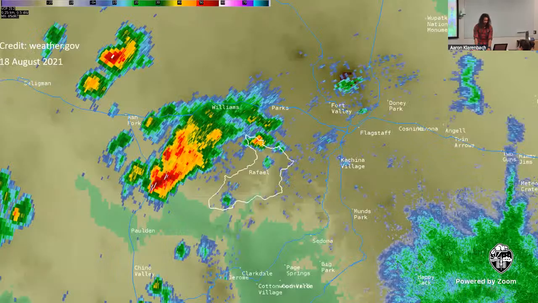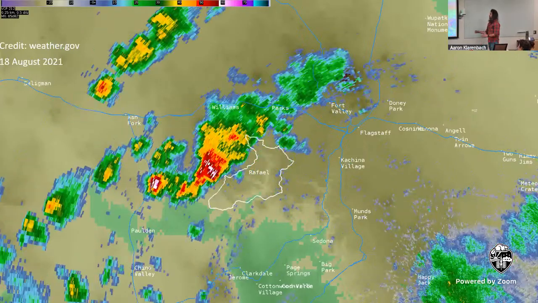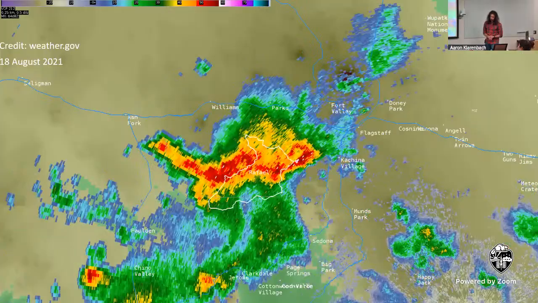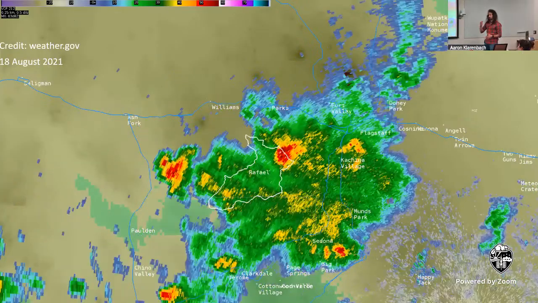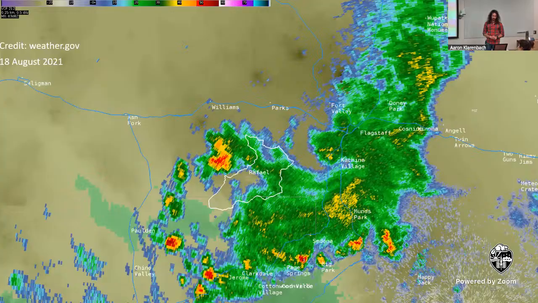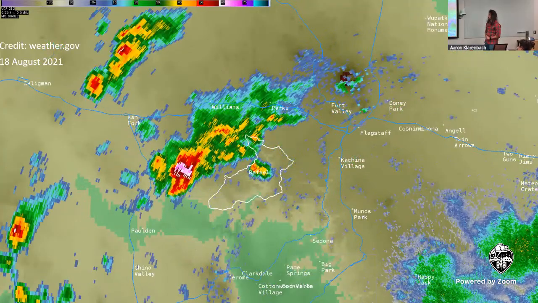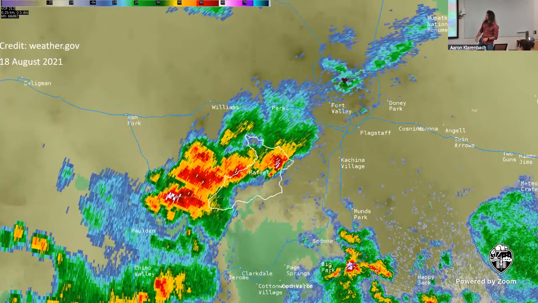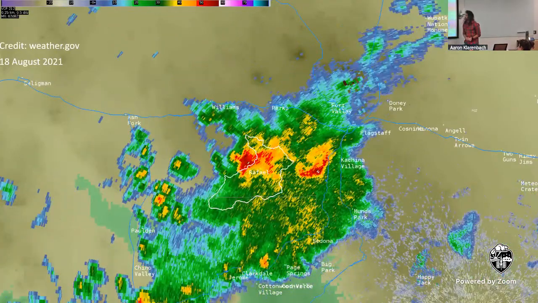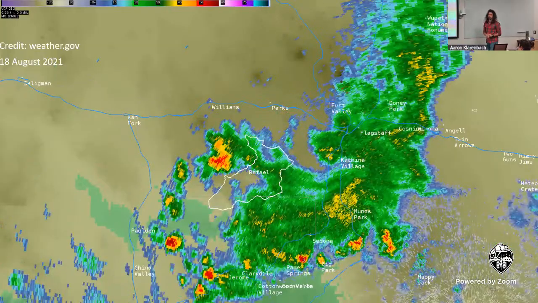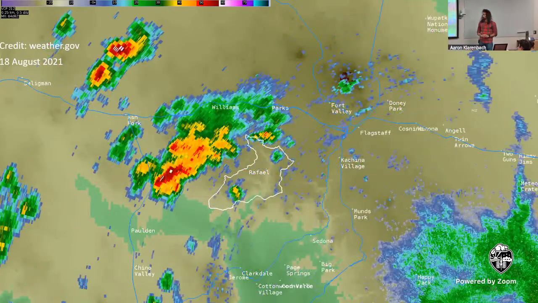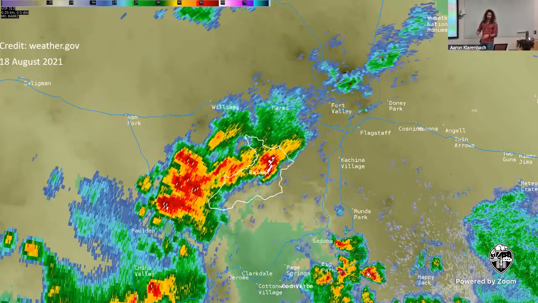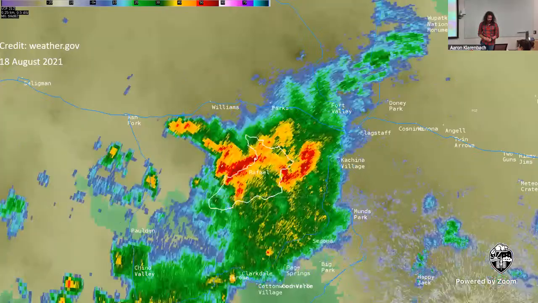So on to the flood. We saw this huge storm on August 18th, 2021, that dropped a large amount of rainfall in the early afternoon and evening. About 4 to 6 inches fell in this area of the Mogollon Rim. And here highlighted in white, where it says Rafael, there's a Rafael burn scar from a wildfire that occurred just a few months earlier in June that year. That'll play a part later in the talk.